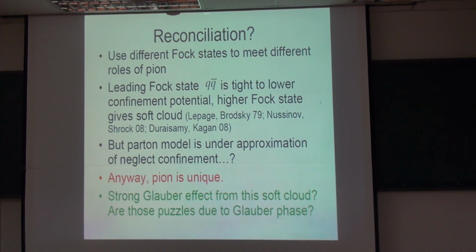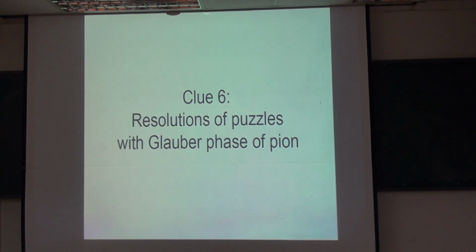So then we can argue that maybe the strong global effect from this soft cloud, a high Fock state, and all those particles, is due to global phase. So I try to connect this strong global effect and the pion together, because pion is special. Then, if this is really the case, I can use this idea to explain all the puzzles. So let's start from the puzzle in BDK and DDK.